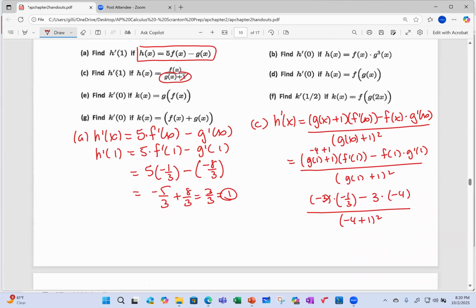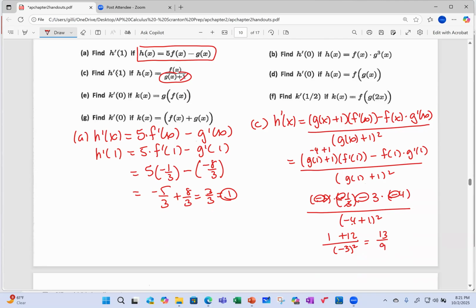So these will divide out. And then negative times a negative is a positive 1. This and this multiplied is a positive 12. And that's a negative 3 squared. I think I'm getting 13/9 for that answer.